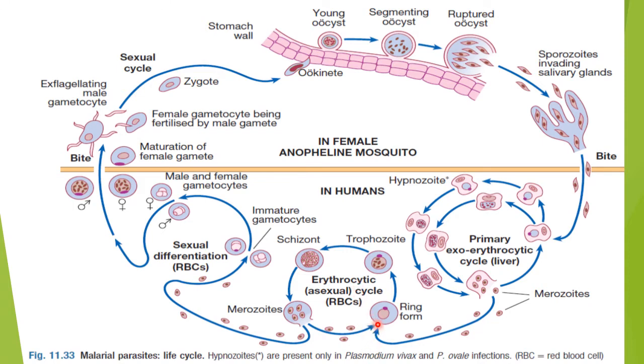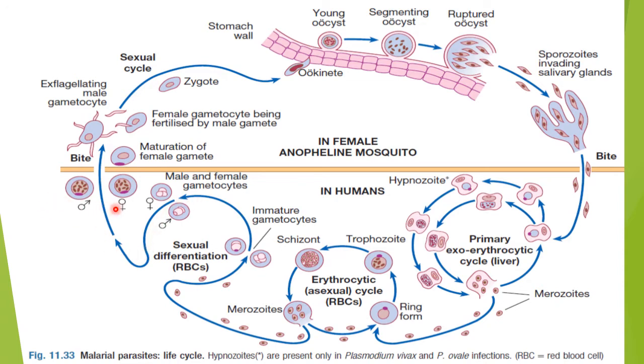They will go through the amoeboid stage, the signet ring stage, then they will form small trophozoites, and then form schizont, and they will form merozoites. So these merozoites are formed after the erythrocytic cycle. Some of them will transform into gametocytes, male and female gametocytes, and these will circulate in the blood.